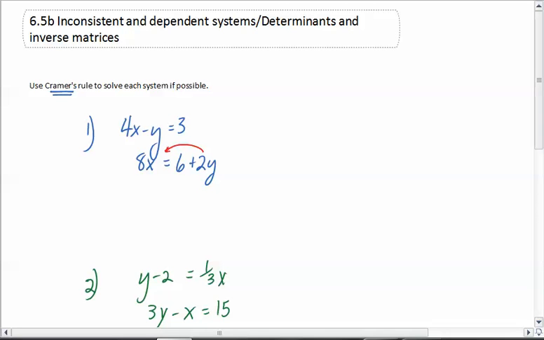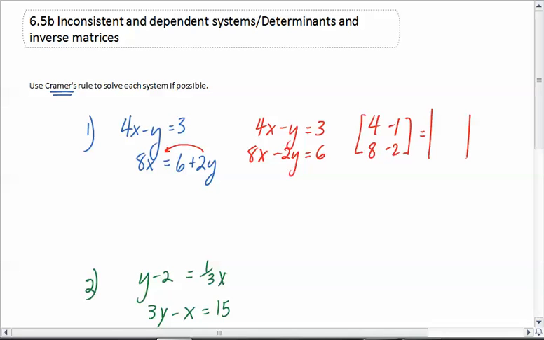So I'm going to bring the 2y over to the left, and let me just rewrite this top one. I want both variable terms to be on the left. So I have negative 2y is equal to 6. Now here is my coefficient matrix, and I'm going to get the determinant of that, and that's going to be called my D.